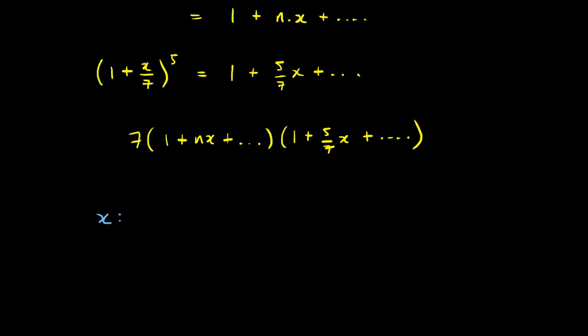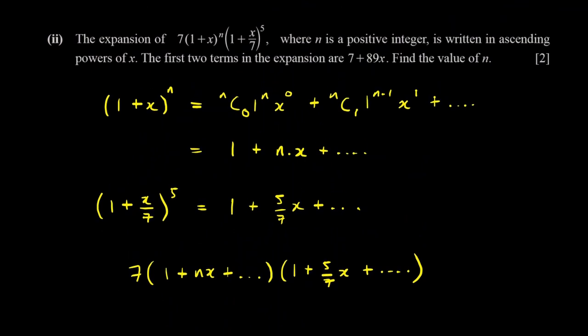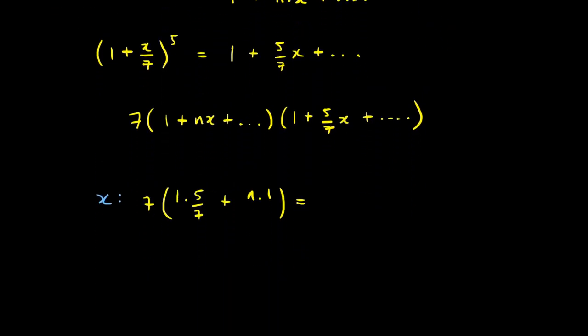So the x term is going to be equal to 1 times 5 upon 7, and also n times 1, right? So we're going to get this times that, and also this times that. And of course, we've got to remember to multiply that all by 7. Well, this whole thing times 7 is equal to, what are we told it's equal to? It's equal to 89.